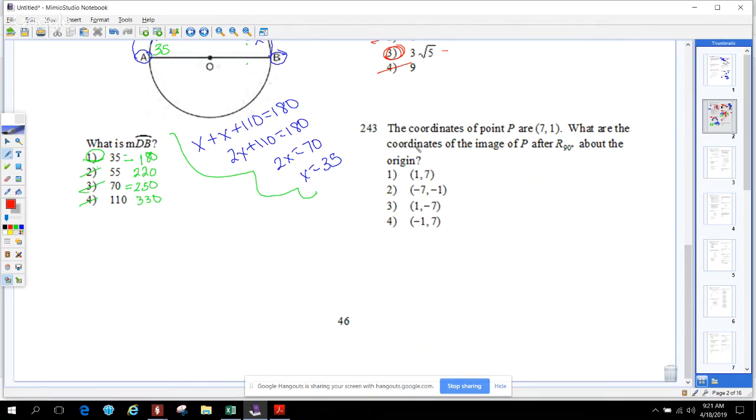243. Coordinates of a point are 7, 1. It says, what is the image? Ooh, this is so easy. After a rotation of 90 degrees. So all we do is flip. First of all, 7, 1 is positive.